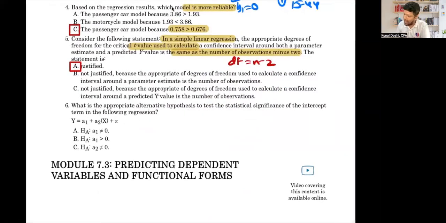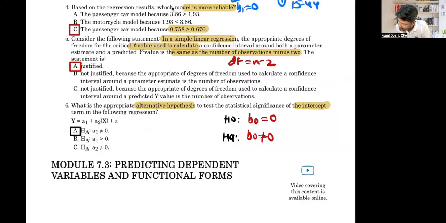Last one, very easy. What is the appropriate alternative hypothesis to test the statistical significance of the intercept? See, intercept B0 is either 0 or B0 is not equal to 0. Which one is null and alternate? So they are asking, what will be the alternate? ABC, very easy. Yes, the alternate will be not equal to 0.